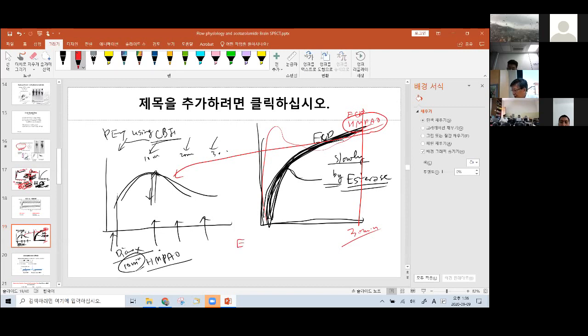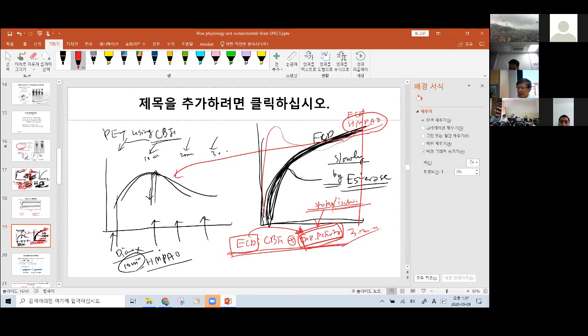And we all know that ECD is a convolution. We used it: cerebral blood flow convolved with enzymatic activity. That enzymatic activity of esterase is affected by stroke or ischemia, that kind of problem. So ECD is not a blood flow agent. ECD has enzymatic activity intervening. So that's another reason why we used HMPO.